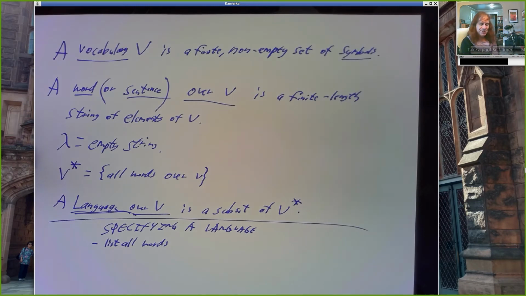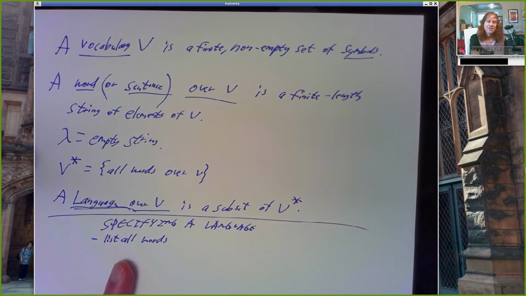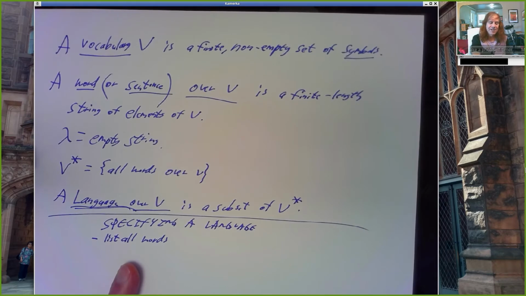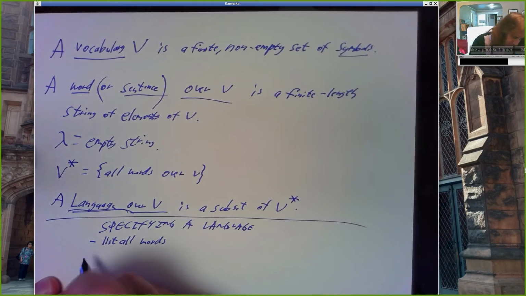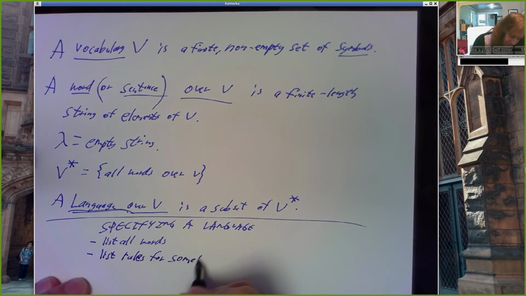But for English, this is exactly what we do. This is what a dictionary is. You pull this book off a shelf and it contains a list of all the valid words over this language, over this vocabulary. So that's one way to specify a language, list all of the words. A second possibility is to list rules for something to be a word.